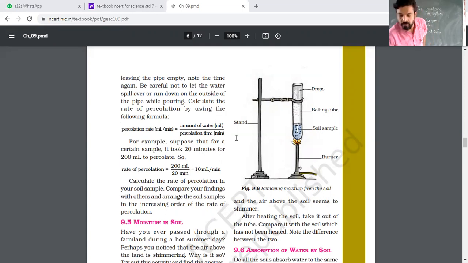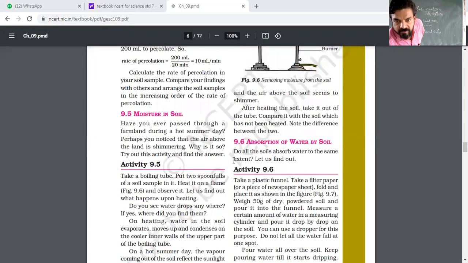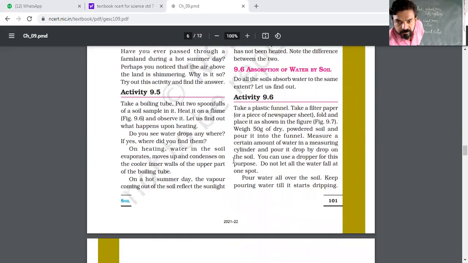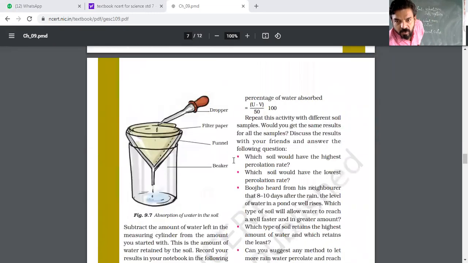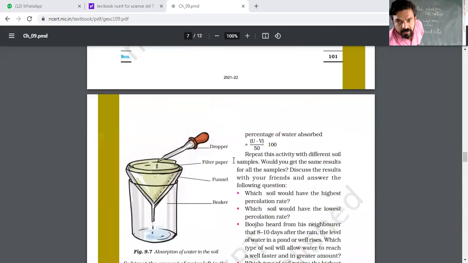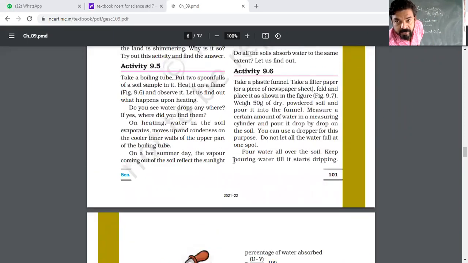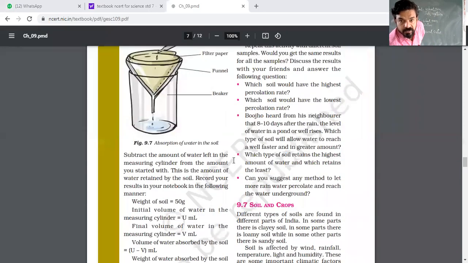Now, again, one more point which we have: observation of water in activity 9.6. You can see how absorption of water is used, and how you will find that the absorption of water is very important. So how do you check that absorption of water is important?